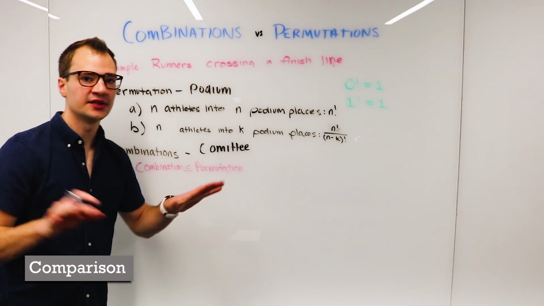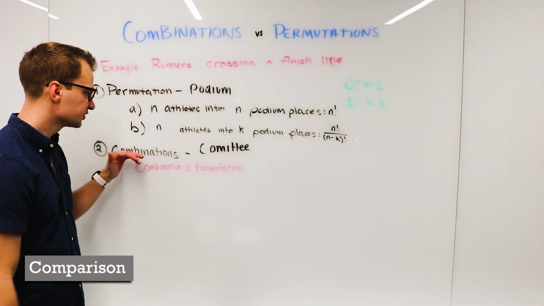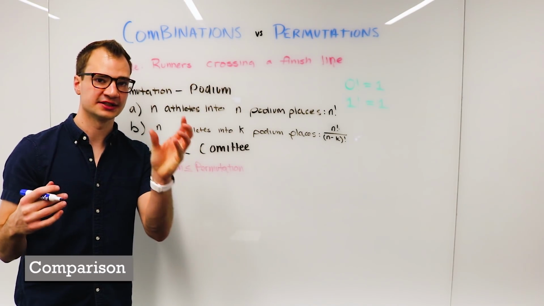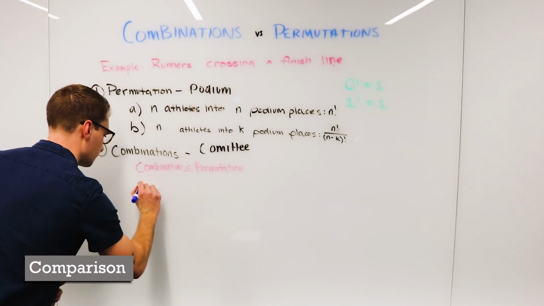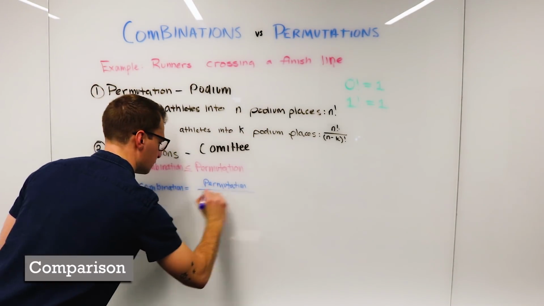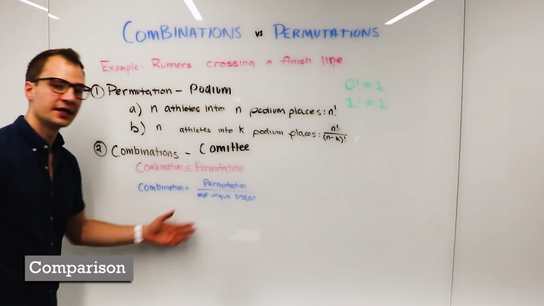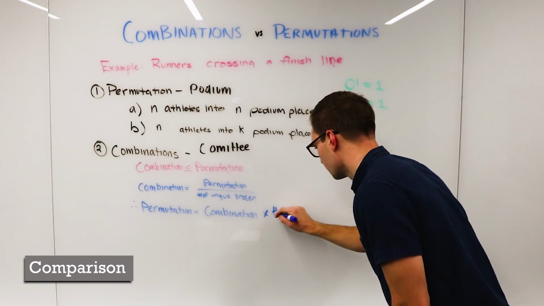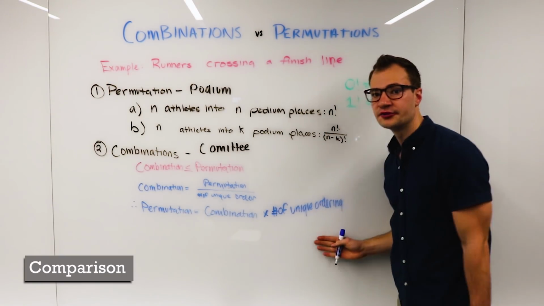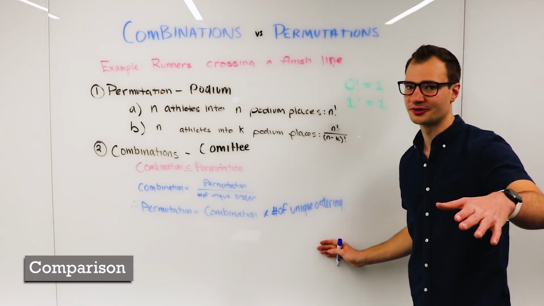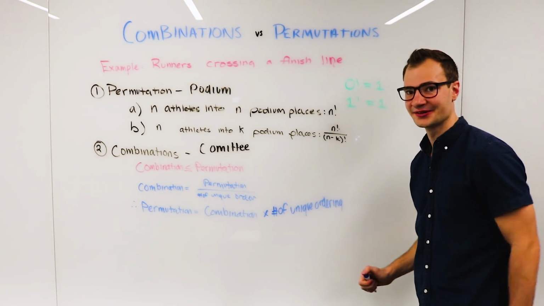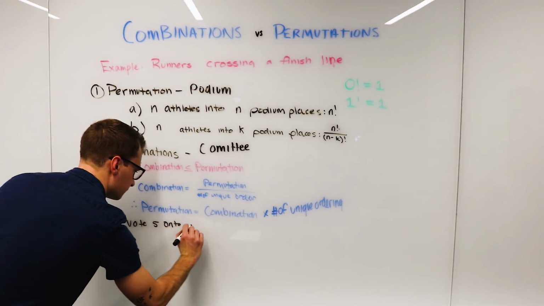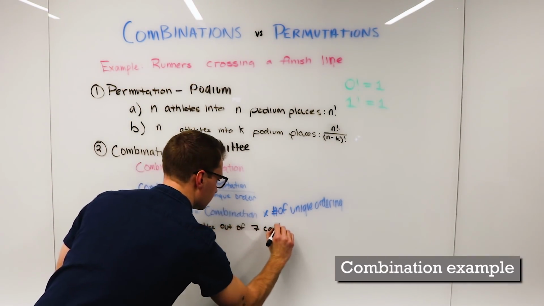So, and this is the main takeaway of the video: a combination is just a permutation divided by the number of ways that it can be uniquely ordered. In other words, if you can remember this, you'll never have a problem with combinations and permutations again. So let's look at that example of voting 5 people on to a committee out of 7 possible candidates.